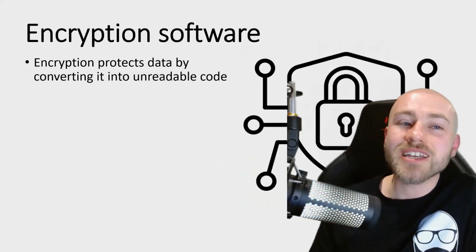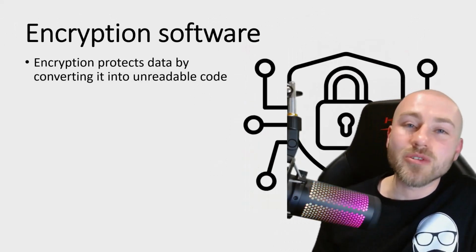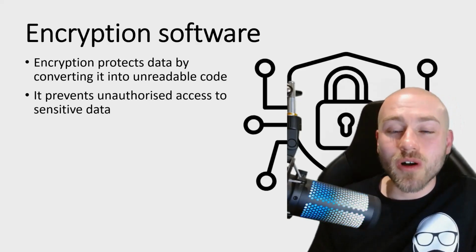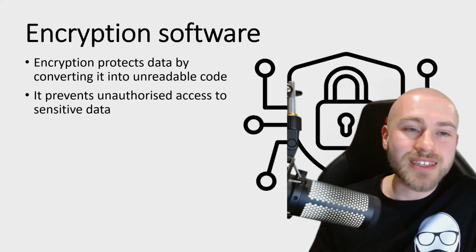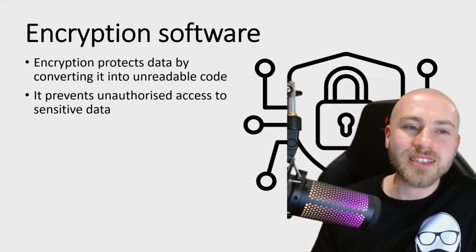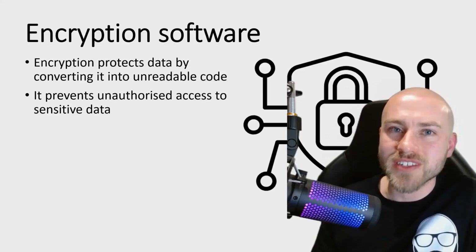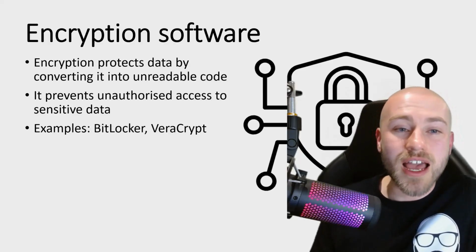So encryption protects data by converting it into an unreadable code. And like before, if anybody was to intercept it or try and get it, it will prevent unauthorized access to see that sensitive data that they might be after. Common examples will include BitLocker and VeraCrypt.